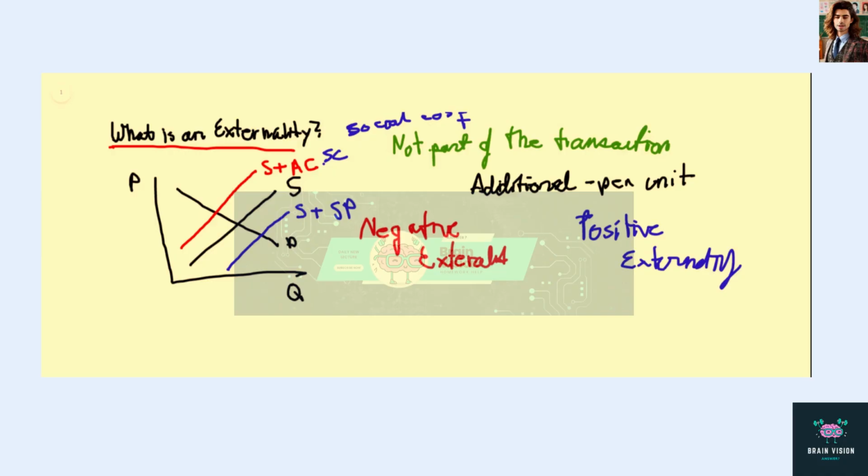They can be positive or negative, and they represent a change in the supply curve based on their marginal benefit for society.